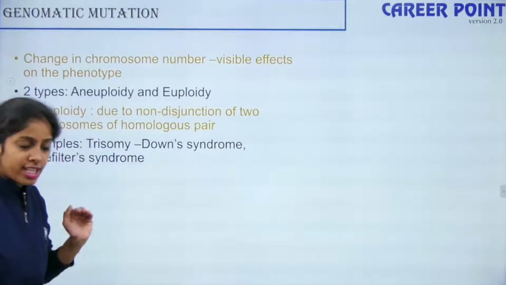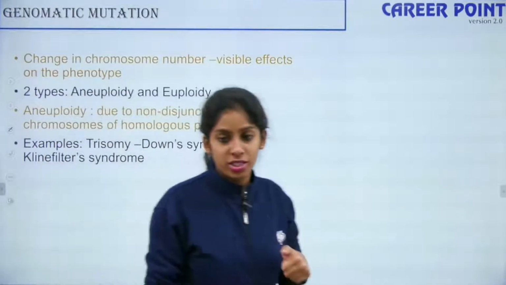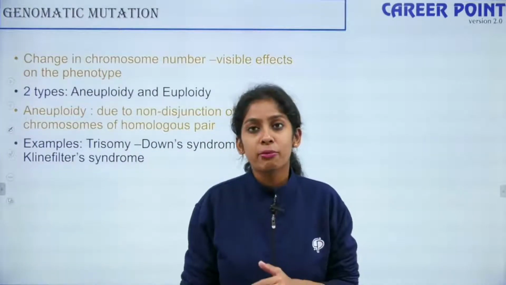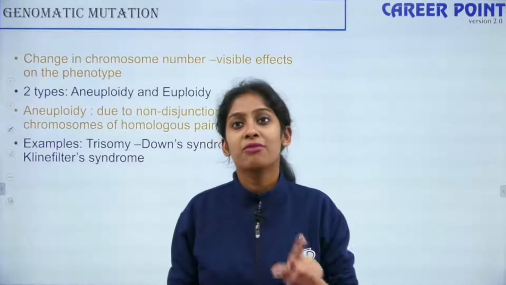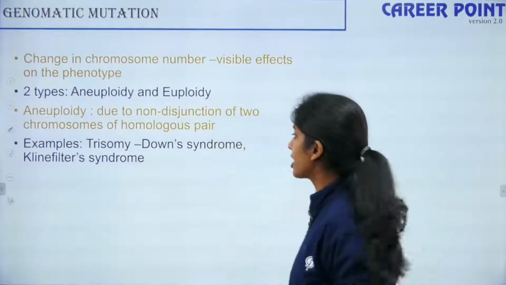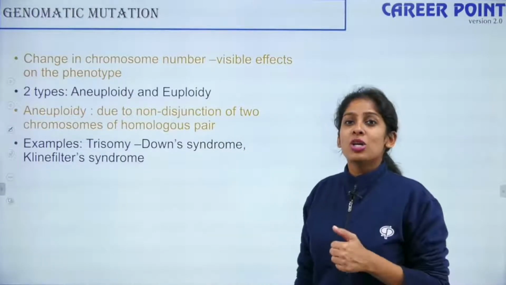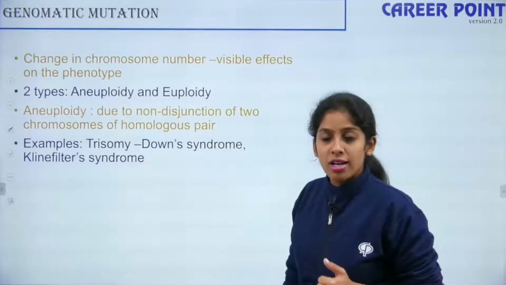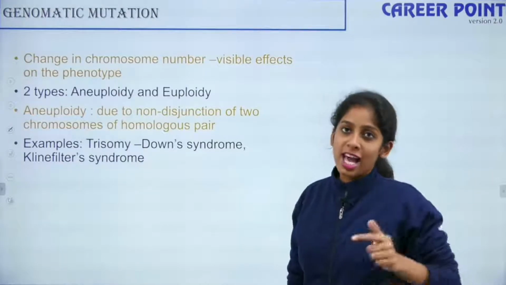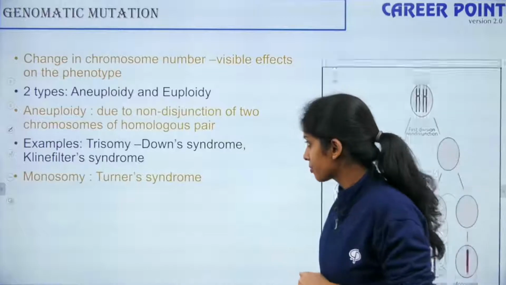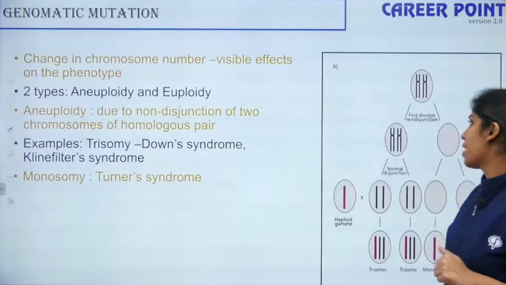Trisomy, tri is 3, so you have 3 copies of a particular chromosome. So ideally we are supposed to have only 2 copies, but when you have 3 copies of a chromosome, that is trisomy. So you can also have monosomy in case of your Turner syndrome, where the person or the female has 1 chromosome less, right? So these are genomatic mutations.